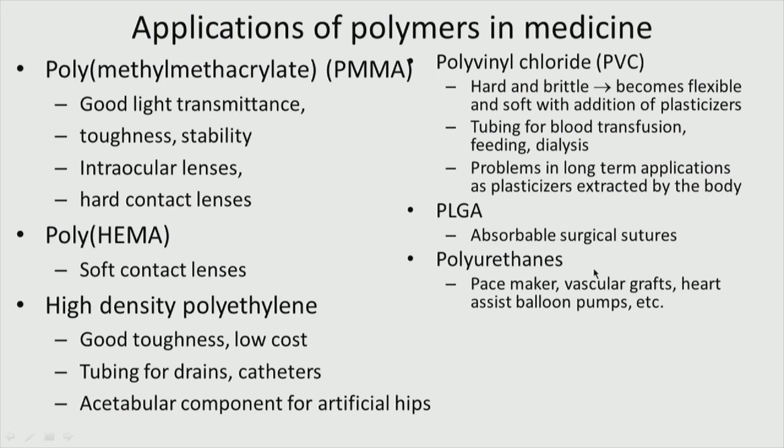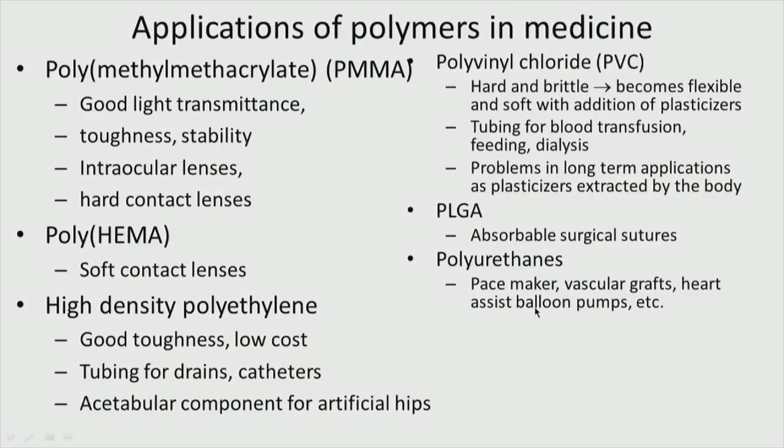Polyurethanes are extremely flexible and inert, almost like rubber. They are used in vascular grafts, heart assist balloon pumps, heart diaphragms, and pacemakers. Everywhere PU, polyurethane, is used, so there is a lot of business for polyurethane also. Some of these polymers, I would say polymethyl methacrylate and polyurethanes, have good, wide-ranging applications in the area of biomaterials.